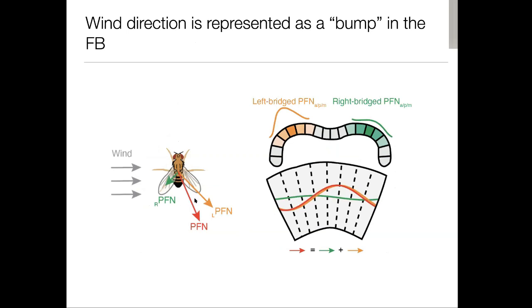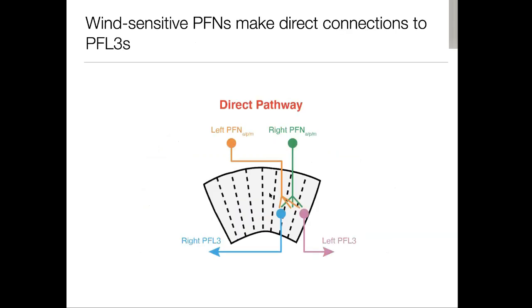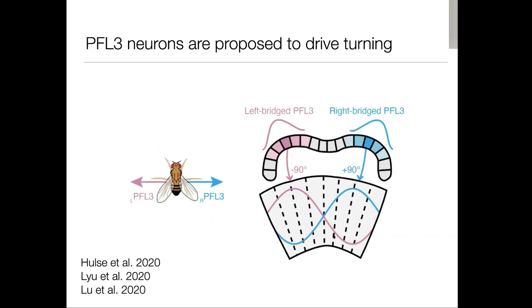Okay, and when we looked at the connectome, there seems to be a direct pathway from these wind direction inputs onto neurons that have been suggested to be involved in steering, called PFL3s. And PFL3s are poised to basically look at a bump of activity in the fan-shaped body and compare it to a left or right turn and say, would a turn to the right, or a turn to the left bring me closer to my goal?